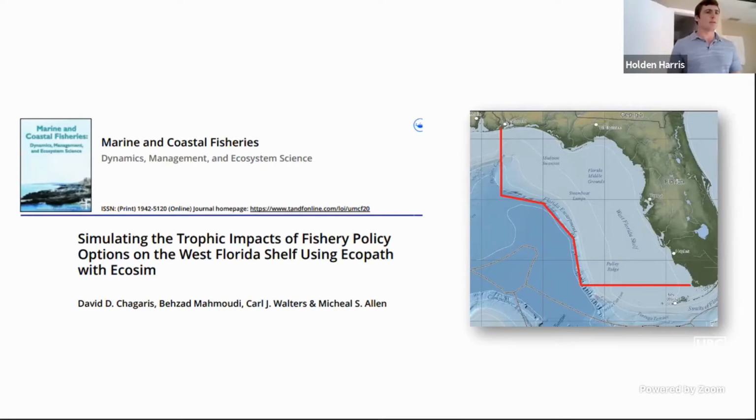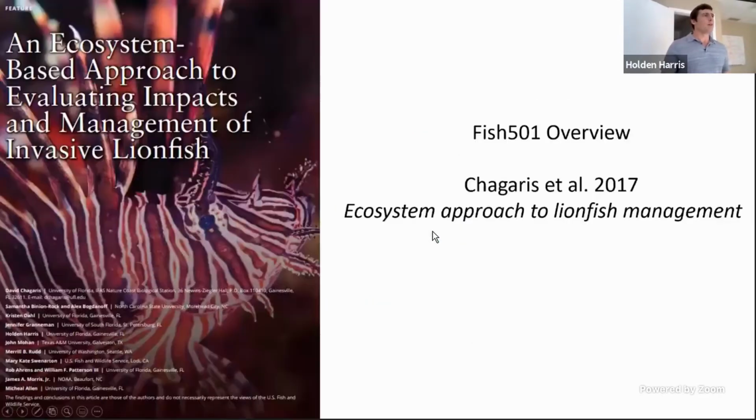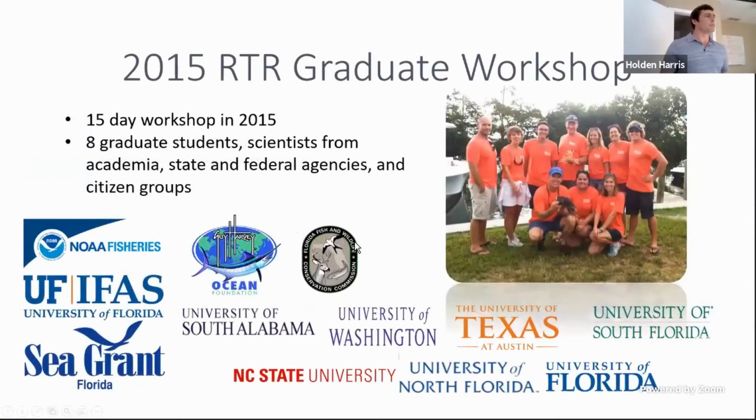So I think this is a really great example of what can be done when you develop a very good ecosystem model like Dave did. The original work was building this model for the West Florida shelf. This is the west side of the state of Florida in the Gulf of Mexico here. He did this to look at different management applications and ask different management questions. And after this model was built, we had lionfish move into the system and become an explosive invasion.